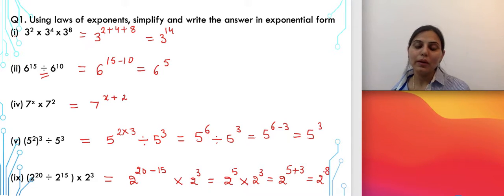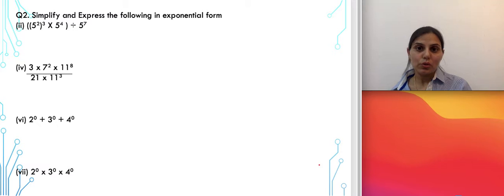So in a similar manner, you can apply the laws to various parts. In the remaining parts, if you find any problem, you can leave a message in the comment box. Let's see question number 2 now, which is a little typical as compared to question number 1. Here the question is, you again need to simplify and express the answer in the exponential form.